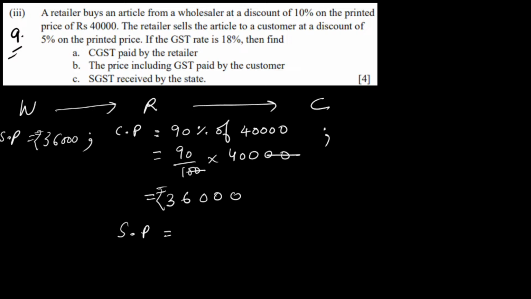If 5% is the discount, you can write it as 95%. Either you can take 5% and subtract it from 40,000, that way also you can do, or this way. If 5% is the discount, 95% the person still has to pay. If 10% is the discount, 90% the person still has to pay. We have done it like this earlier also. So 95% of 40,000 will be 95 by 100 into 40,000.